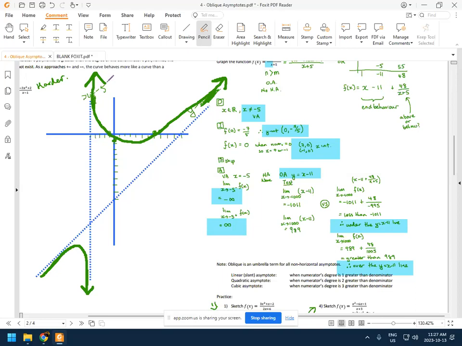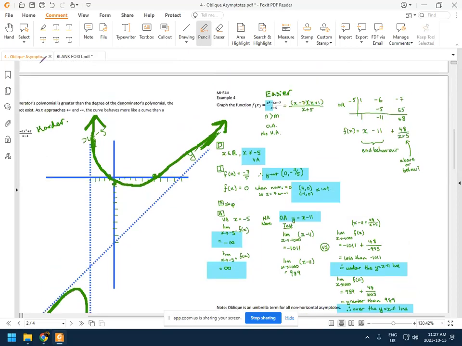Oblique asymptotes. How is this any different from what you've been doing? If you take a look at the analysis, there's nothing different, but you have to keep an eye out to see what the degrees are. You will end up having to do an actual proper division if you know that it's an oblique asymptote. Why? Because it reveals so much information for you.